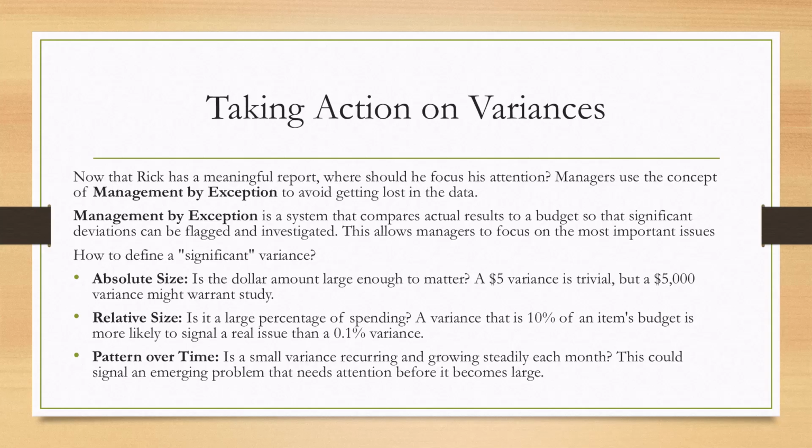So, how do we define a significant variance? We look for a few things. First, the absolute size. Is the dollar amount large enough to matter? Second, the relative size. Is the variance a large percentage of the total spending for that item? And third, the pattern over time. Is a small variance recurring and growing steadily each month? This could signal an emerging problem that needs attention.